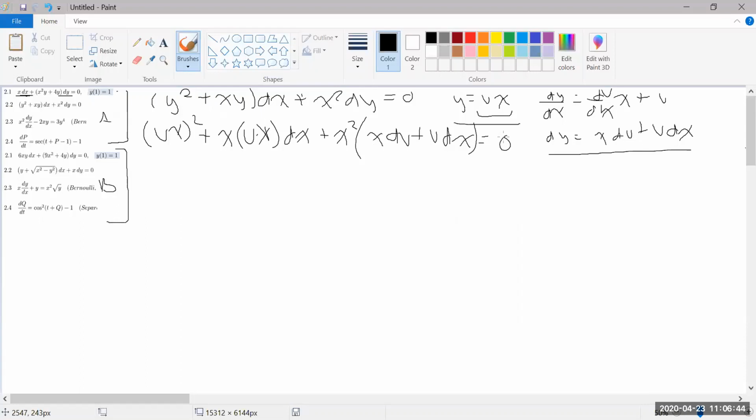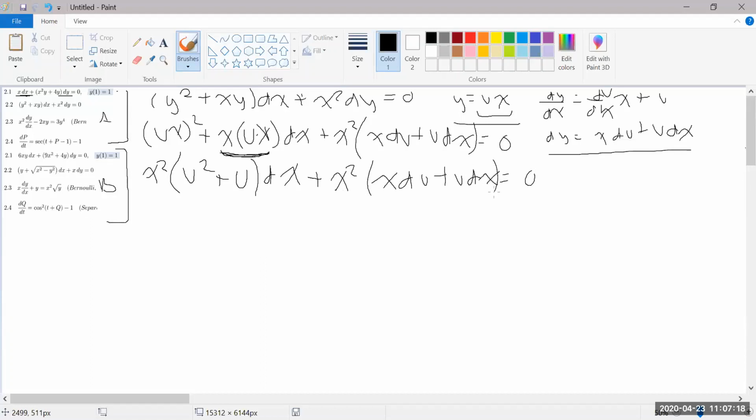Okay. So what we can do here is if you distribute this through, you have an x squared on both. So I'm going to factor out an x squared, which leaves us with u squared plus u, dx. Then we already have an x squared here: x squared times (x du plus u dx) still equal to 0. When you have an x squared on all terms, we can just divide by x squared, and we'll get rid of that entirely.